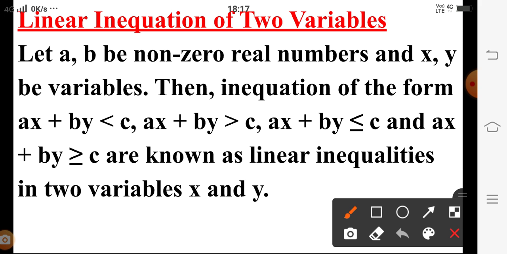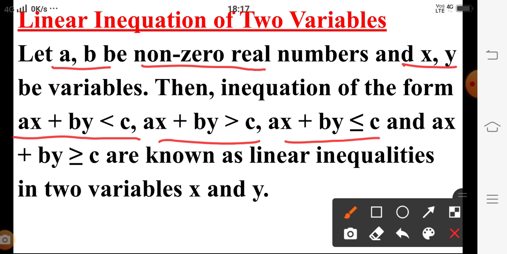Similarly, we get linear inequalities having two variables. Here a and b are non-zero real numbers, and x and y are the two variables. The inequations are of the form ax plus by less than c, ax plus by greater than c, ax plus by less than or equal to c, and ax plus by greater than or equal to c, known as linear inequalities in two variables x and y. Here I am showing, suppose you write 2x plus 3y less than 5.